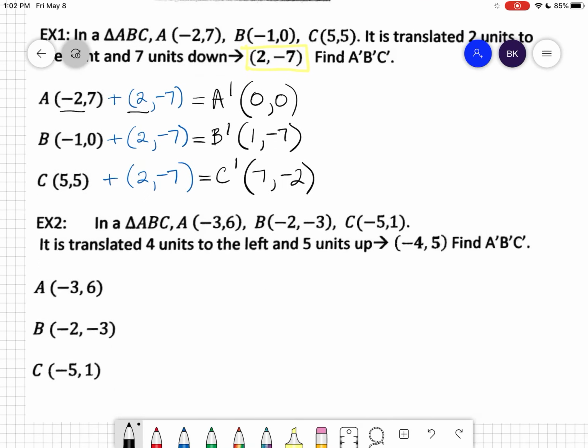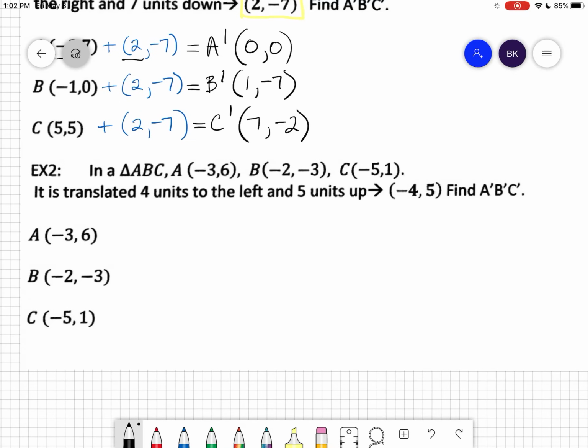Our next example, I'm hoping that you're going to pause me and try this on your own. So please do that, and I'm going to quickly solve that. So again, translated 4 units to the left and then 5 units up. So to the left means -4. Left is negative. And then 5 units up is positive.